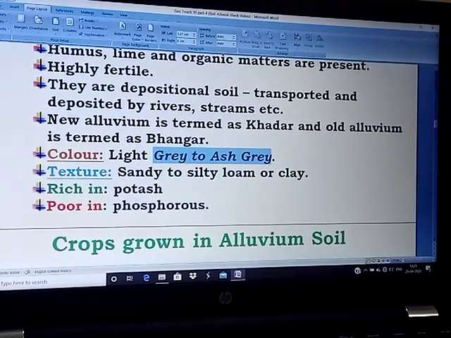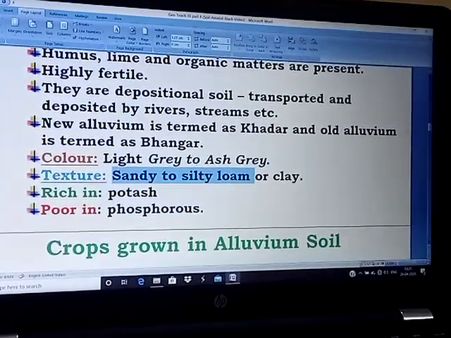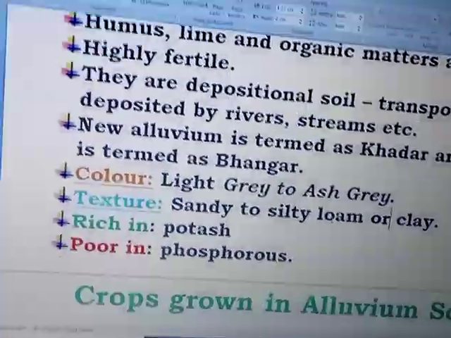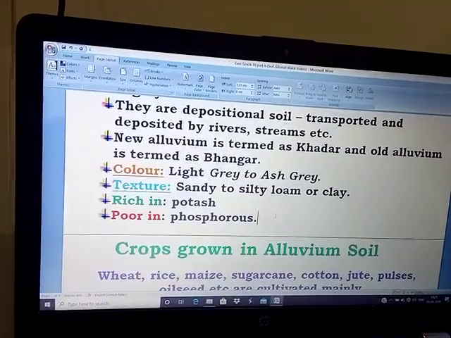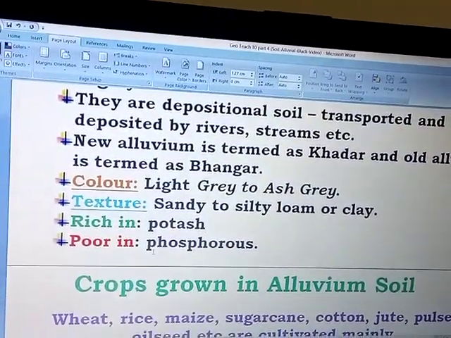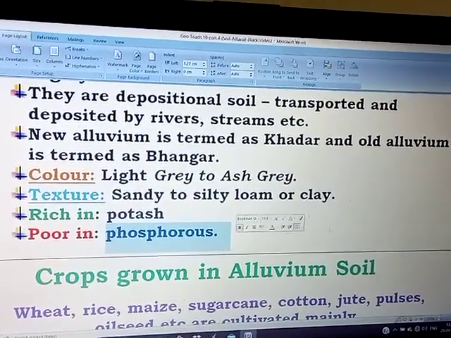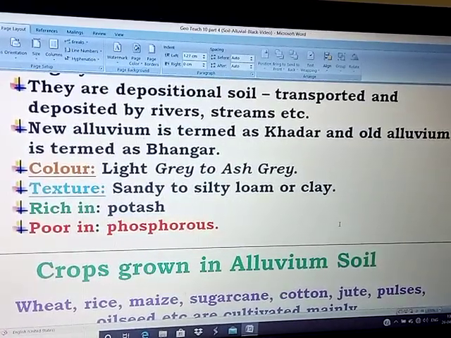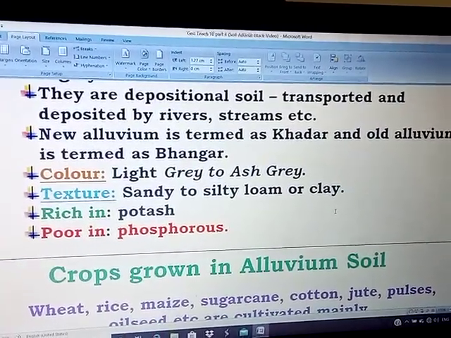Texture: its texture is sandy to silty loam. It is not just clayey, okay? It is sandy or silty loam, or we can say the ratio of sand and loam is balanced. It is very rich in potash and poor in phosphorus. However, we can come to a final conclusion that this particular soil is the most fertile soil.